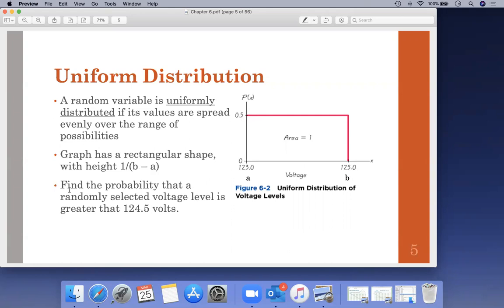Okay, then we have a small example. One example, but it's very simple. If you know how to find this example, that means you can do any uniform distribution question. Okay, what is this? Find the probability that a randomly selected voltage level is greater than 124.5 volts. Okay, now I will show you how to find this one.